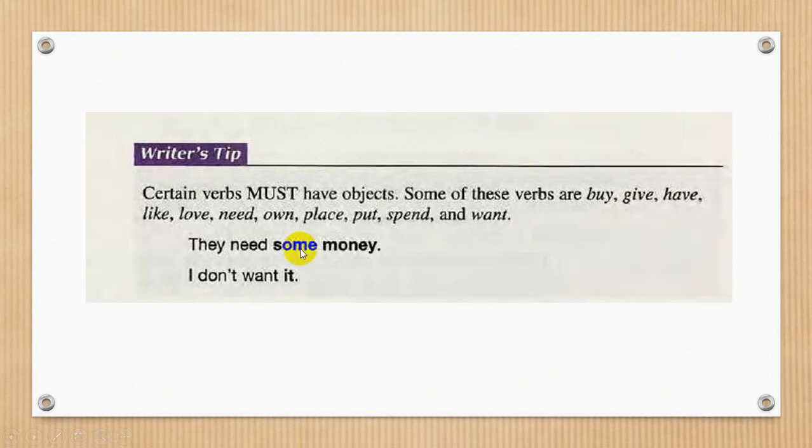Writer's tip: certain verbs must have objects. Some of these verbs are buy, give, have, like, love, need, own, place, put, spend, and want.